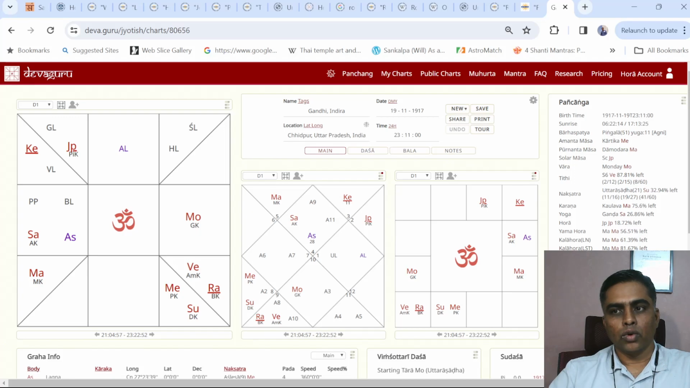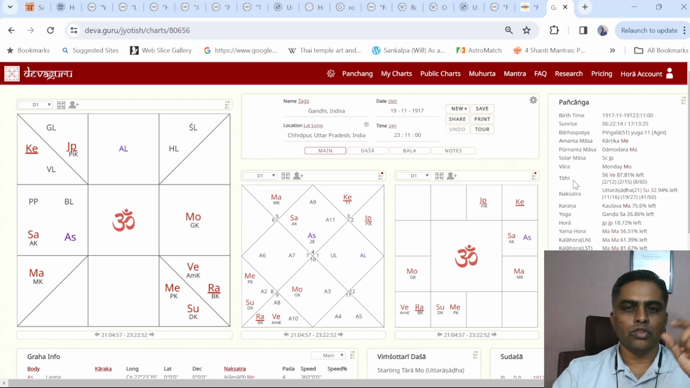These are what we call the five limbs, or five angas, of time, and it's a very important aspect of Vedic astrology, or Jyotish. The five angas, or Panchanga, are namely Vara, which is the weekday, and Tithi, which is basically the phases of the moon, related to the waxing and waning phases, and each of the digits of the moon, which we know as Pratipada, Dvitiya, Tritiya, and so on, of which we have Purnima, which is the full moon, and Amavasya, the new moon.